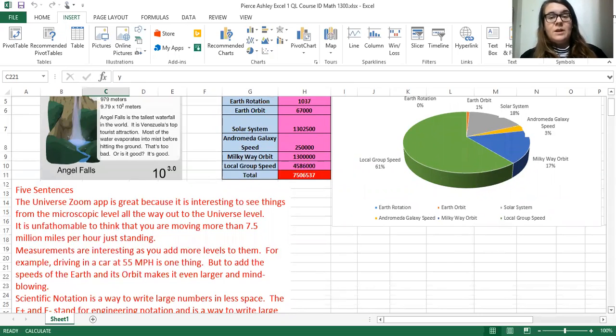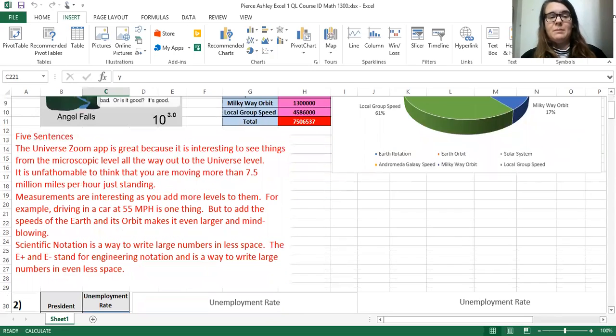Measurements are interesting because you can add more levels to them. For example, driving in a car at 55 miles per hour is one thing, but then you add the speeds of the Earth and its orbit, which makes it even larger, and that's pretty mind-blowing.